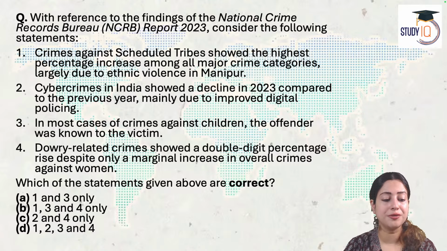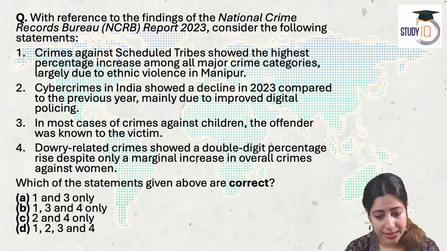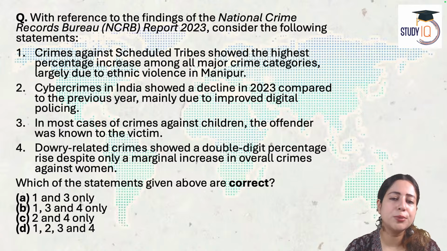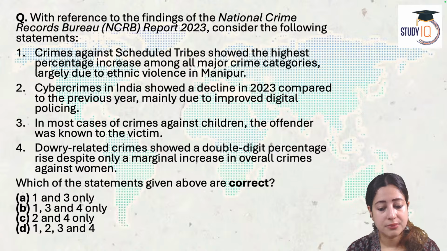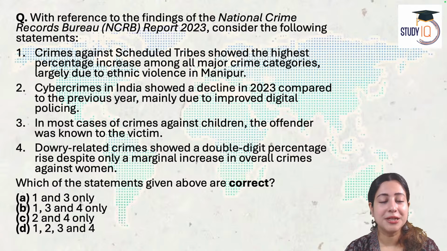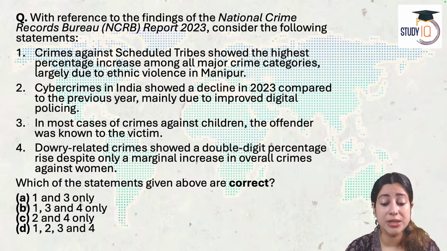Now, with reference to the findings of the NCRB Report 2023 that was delayed, look at these options. One, crime against scheduled tribes shows the highest percentage increase among all other crime categories, mainly because of the Manipur violence between the Kuki-Zo and Meitei communities. Two, cyber crimes in India have declined in 2023 compared to the previous year because of improved digital policing.